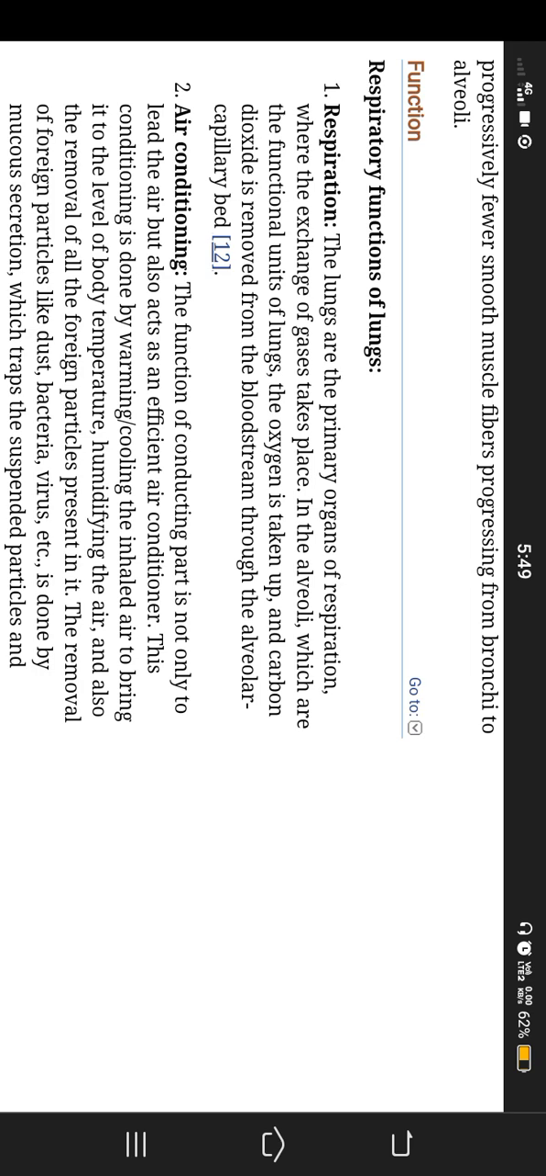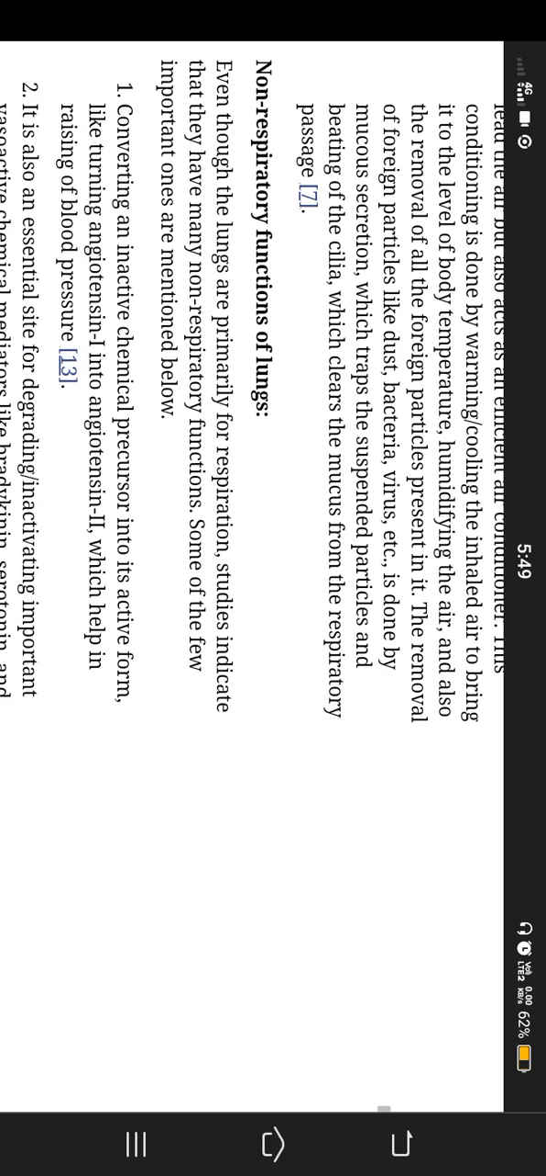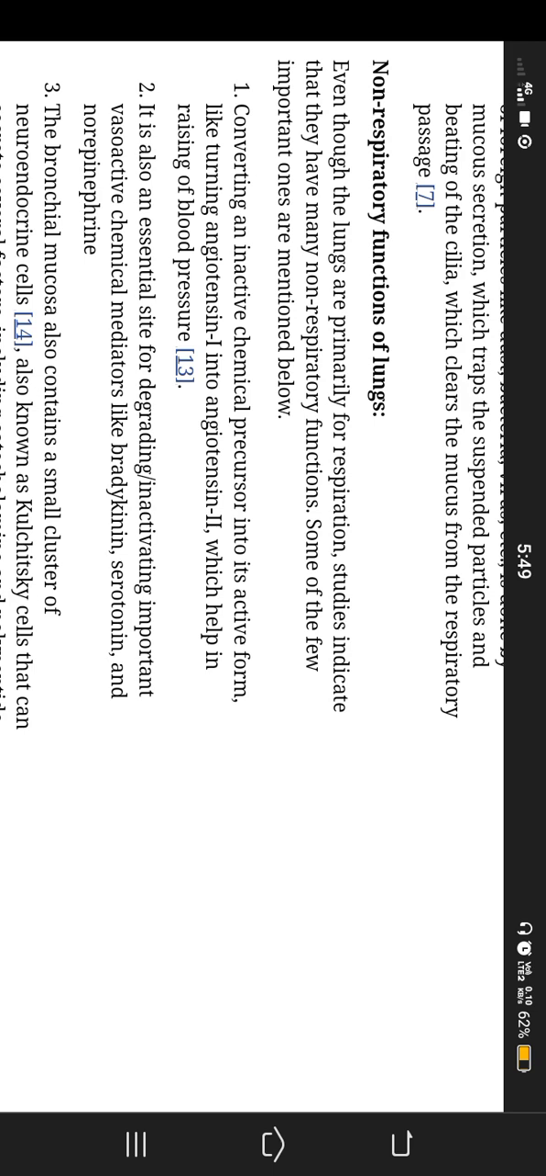Along with that, air conditioning is happening. The function of the conducting part is not only to lead the air but also to act as an efficient air conditioner. This conditioning is done by warming or cooling the inhaled air to bring it to the level of body temperature, humidifying the air, and also removing all the foreign particles present in it. The removal of foreign particles like dust, bacteria, and viruses is done by mucus secretion, which traps the suspended particles, and the beating of the cilia, which clears the mucus from the respiratory passage. Now we are going to learn the non-respiratory functions of lungs.